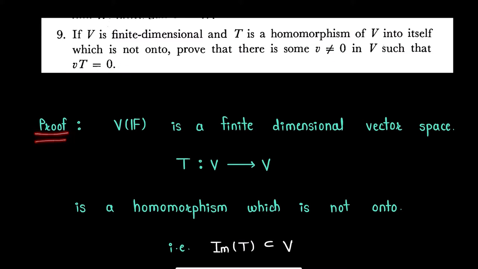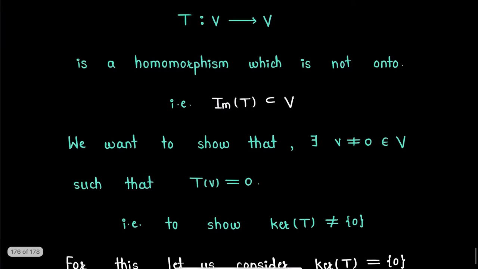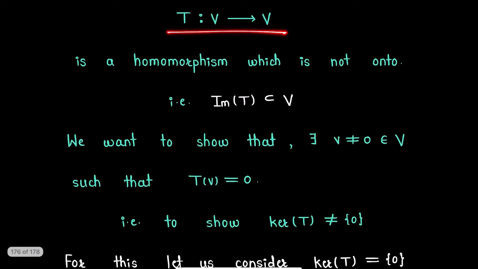Proof. Here V over field F is a finite dimensional vector space with T from vector space V to V a homomorphism which is not onto. Now since T is a homomorphism from V to V which is not onto, the image of the homomorphism T will be a proper subset of vector space V.